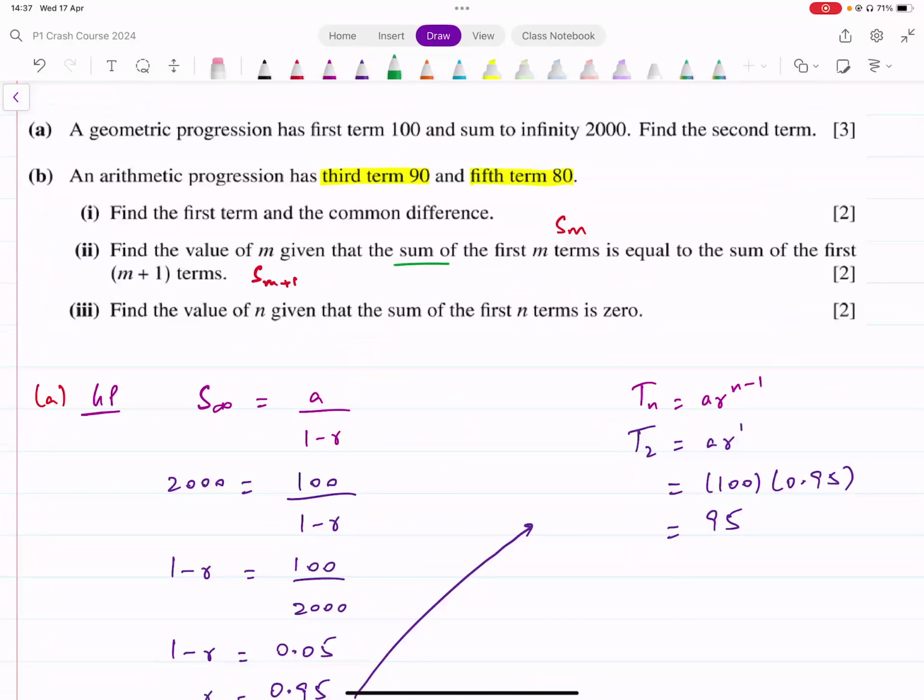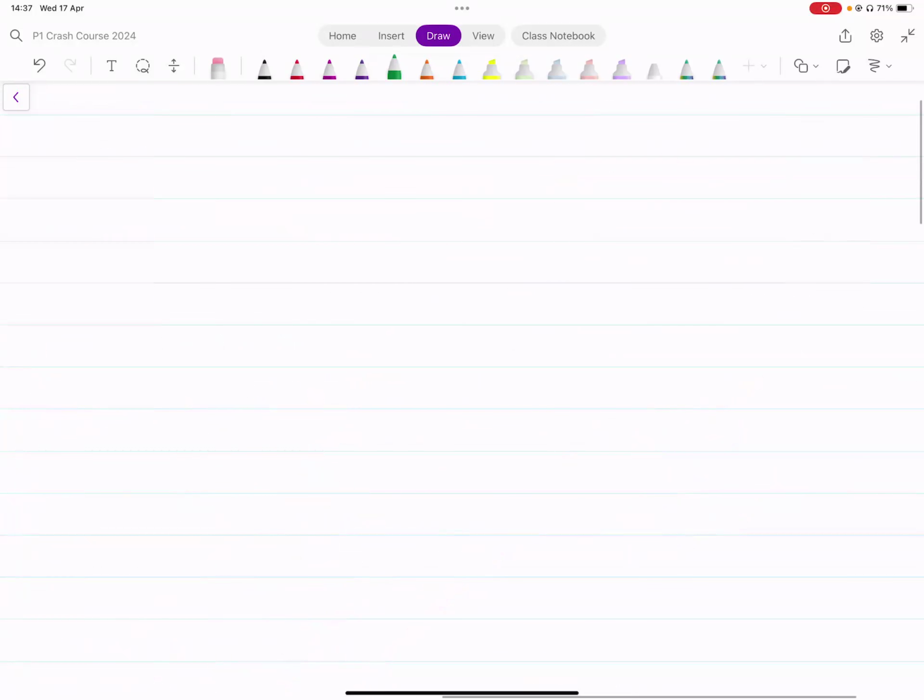You see, it says sum of the first m terms is equal to the sum of the first m plus 1 terms. Now, what does that mean? Let's suppose m was some number. So let's say m was 50. For now, let's assume we do not know what the value of m is. If m was 50, for instance, what they're saying is sum of the first 50 terms is equal to the sum of the first 51 terms. 50 plus 1, that's 51. That's what they're saying. That the sum of the first 50 terms is equal to the sum of the first 51 terms. Now, how is that possible?